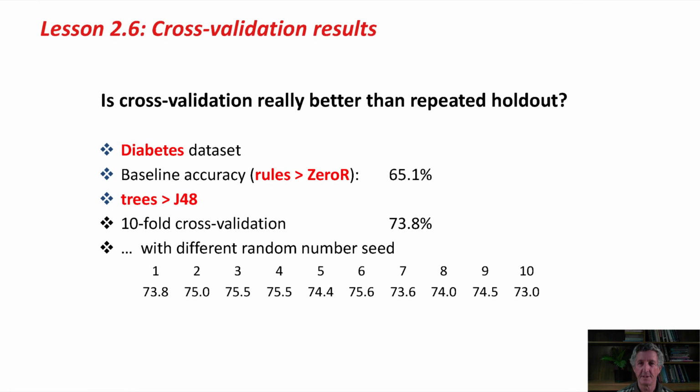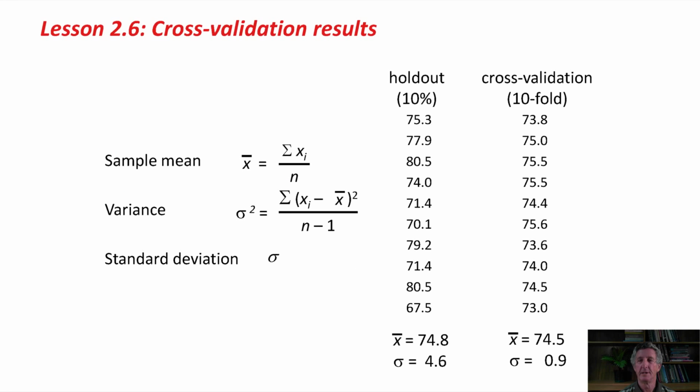So these are the numbers I get on this slide with 10 different random number seeds. Those are the same numbers on this slide in the right hand column. The 10 values I got, 73.8, 75, 75.5, and so on. And I can calculate the sample mean, which for that right hand column is 74.5, and the sample standard deviation, which is 0.9, using just the same formulas that we used before.